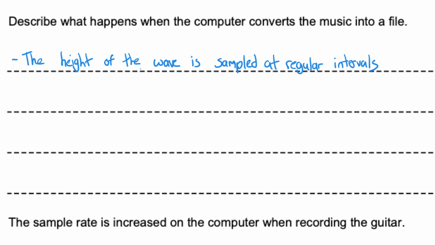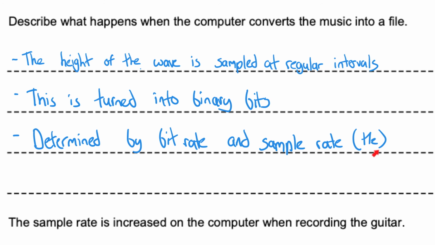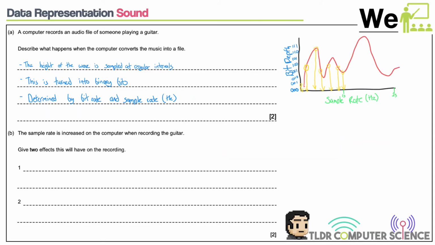What's it sampled into? Well, then this is going to be turned into binary bits. How many bits and how often that's sampled will be determined by its bit rate and sample rate. And that would be in hertz. Fantastic. Let's keep going.